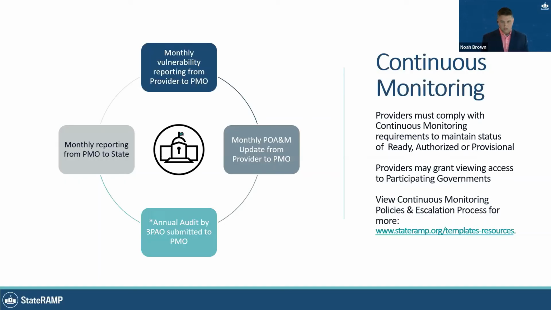The expectations from that are that there's monthly vulnerability reporting from the provider to the PMO, and a monthly plan of action and milestones update from the provider to the PMO. We want to be able to show that you are closing vulnerabilities, that you are moving down the path and maintaining security, and it's not just a point-in-time process. We want to know on a monthly basis that these things are being closed out. Annually, you'll redo your audit and that'll be submitted to the PMO. And then there is monthly reporting from the PMO to the state. So that's one of the big offerings we have.